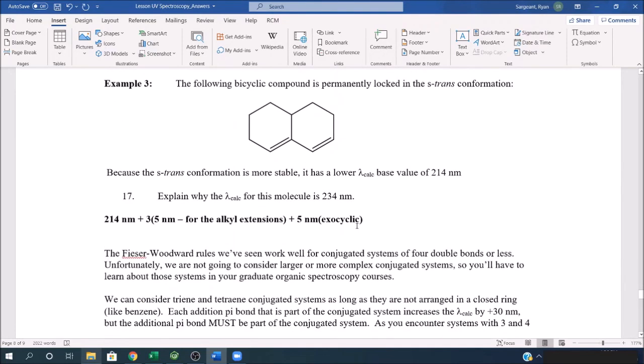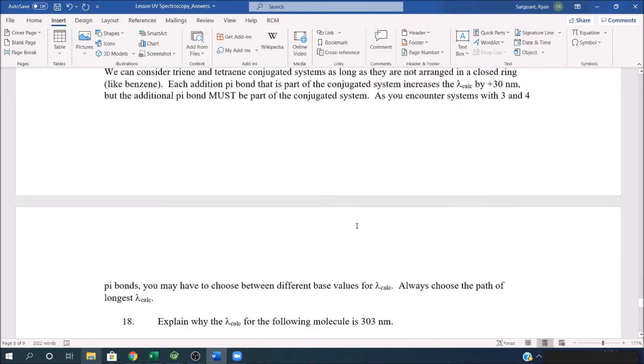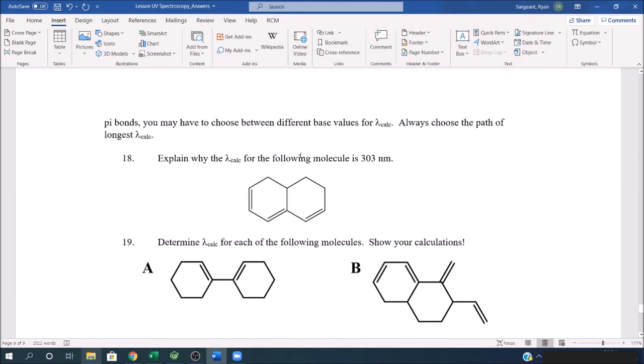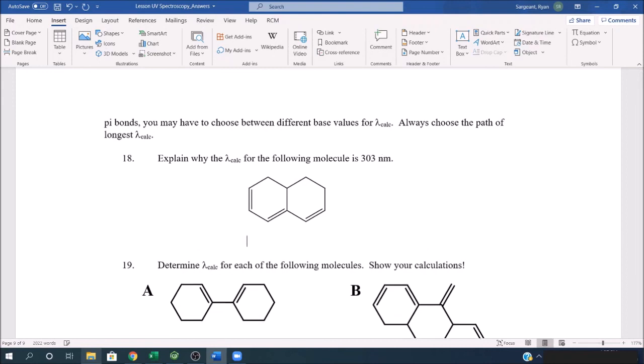It's always nice when you can anticipate how an experiment will turn out, and then it actually turns out that way. So let's look at this compound right here and talk about the lambda calc. And I've given you the answer, that is 303 nanometers. Let's come up with justification for that answer.